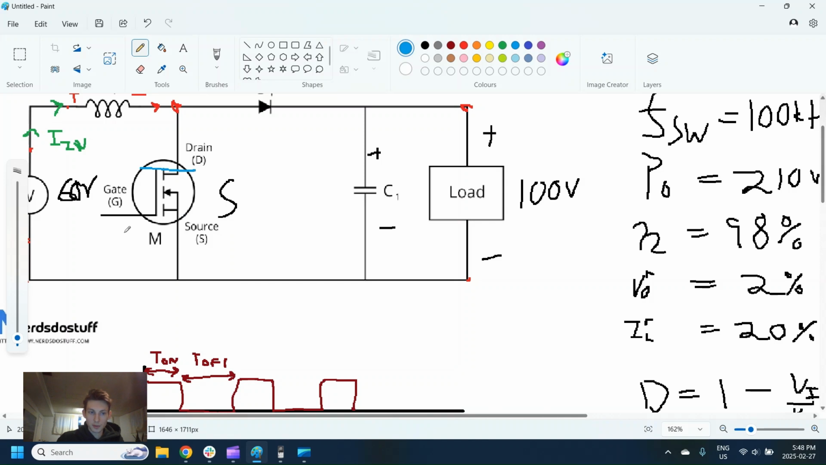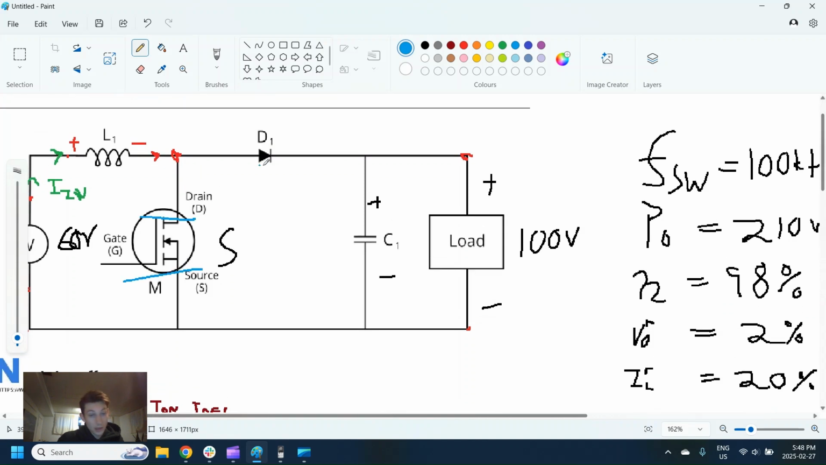What about when the switch is open? So when the switch is open, all of the current has to flow through the diode. In the case of all of the current coming from this node here, it has to go through the diode.